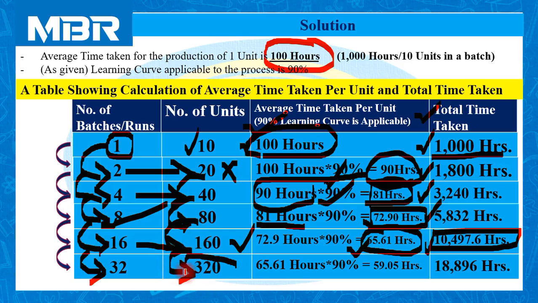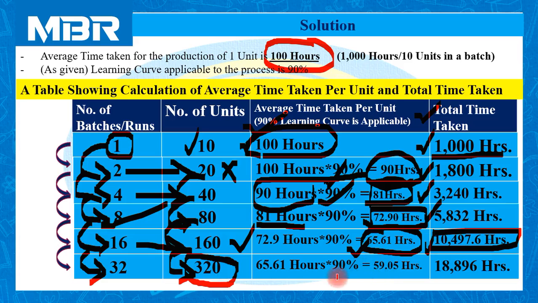And last, double the batch size from 16 to 32, and number of units 320 from 160. We need to calculate up to 320 units because in our question maximum number of production units is given as 320. And right from the very first question of the chapter, I have discussed with you that we need to continue application of the learning curve till the maximum number of units achieved as required in the question. So here it is 320.